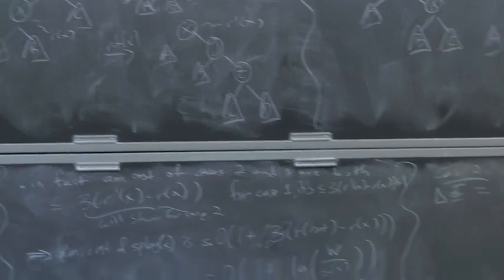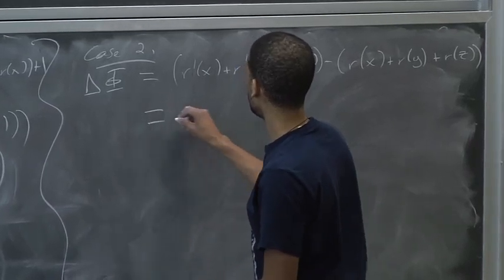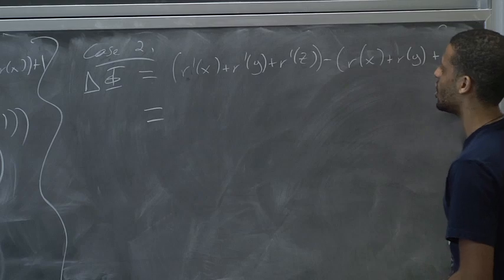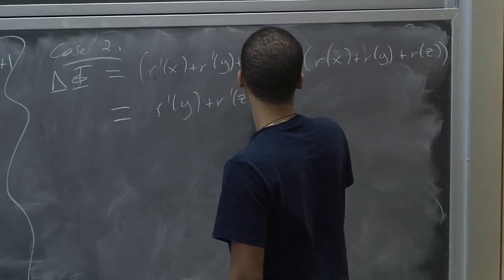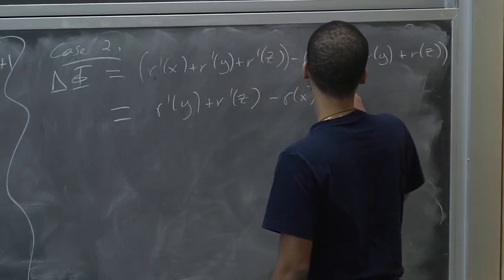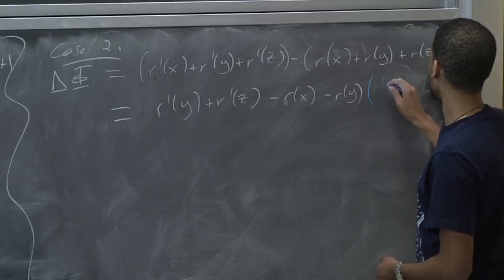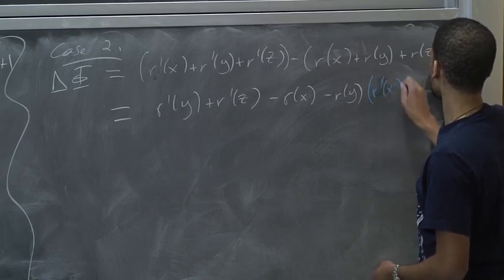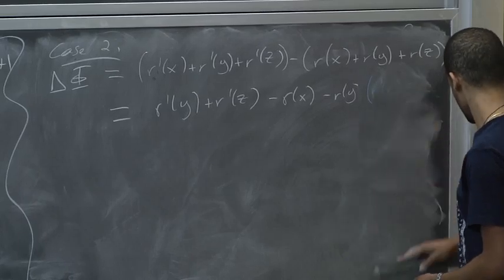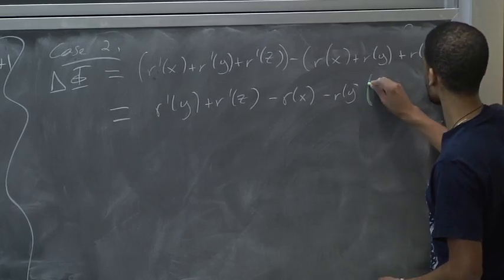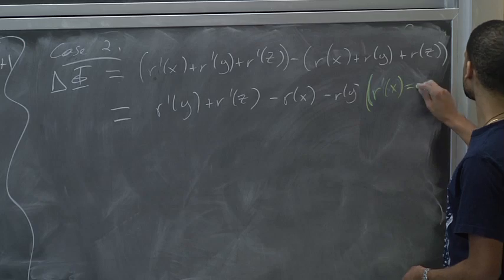So let me write some facts as we observe them. So this is equal to, so what got canceled? R prime of X will cancel R of Z. So this is equal to R prime of Y plus R prime of Z minus R of X minus R of Y. This is because R prime of X is equal to R of Z.